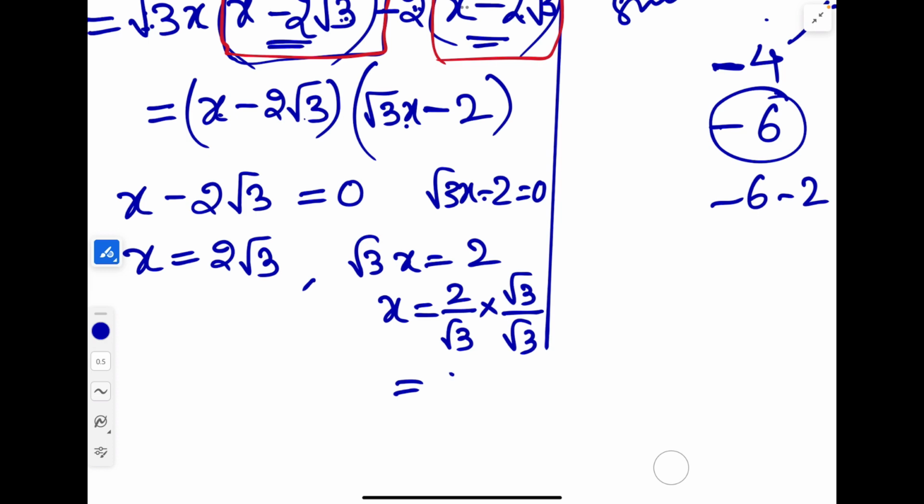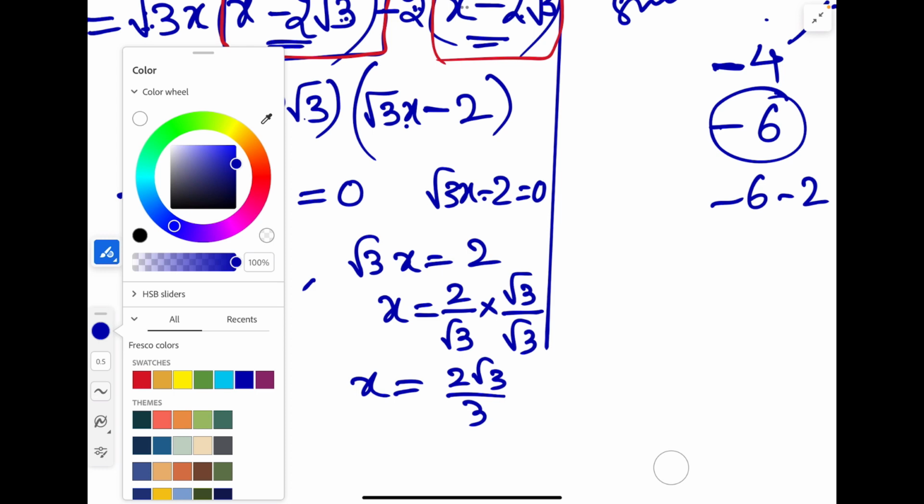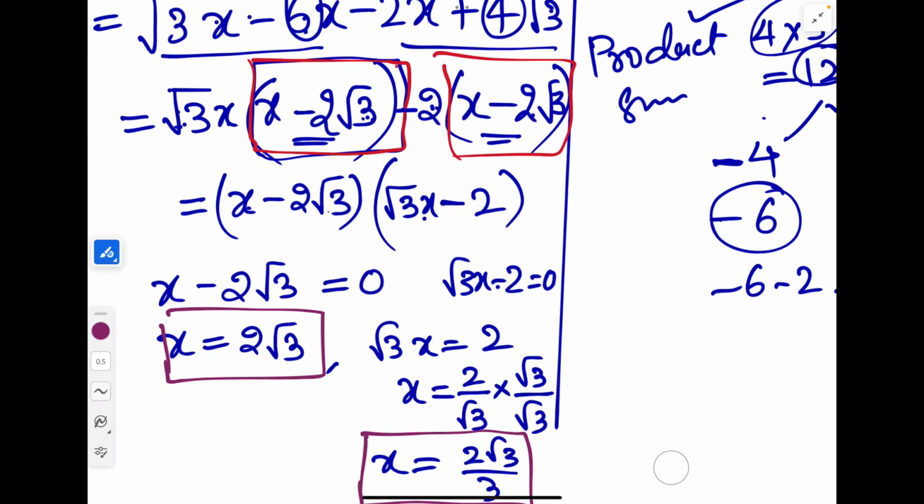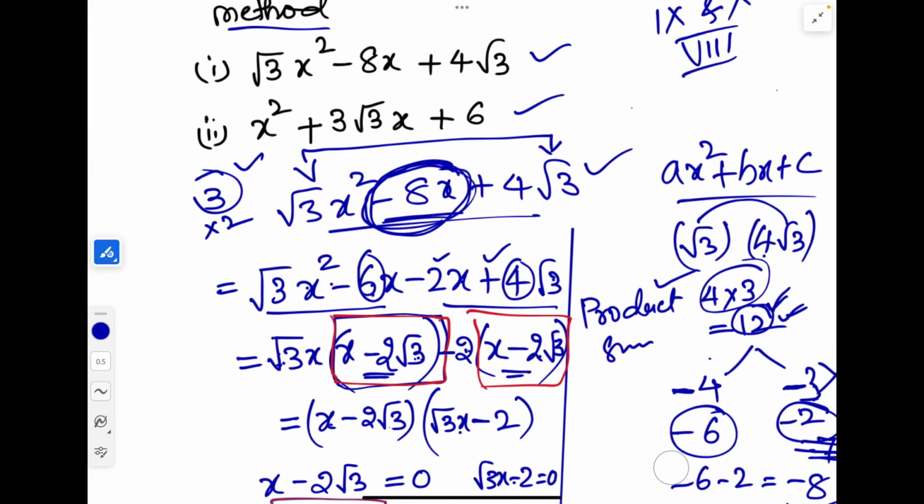If you rationalize it, what will we get? 2 root 3 by 3. So what are the zeros of the polynomial? X is equal to 2 root 3 by 3 or 2 by root 3, and x is equal to 2 root 3. Hope this is clear to you. Okay, first sum, I think it is clear. Now let us do the second question.